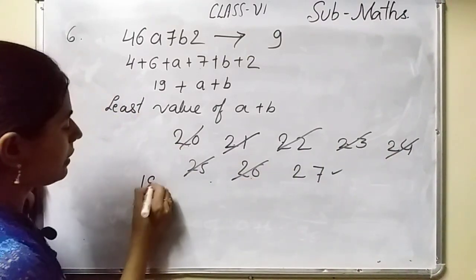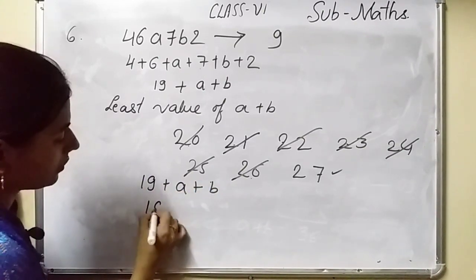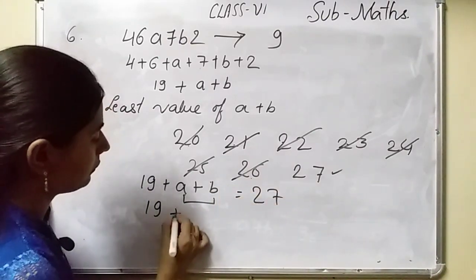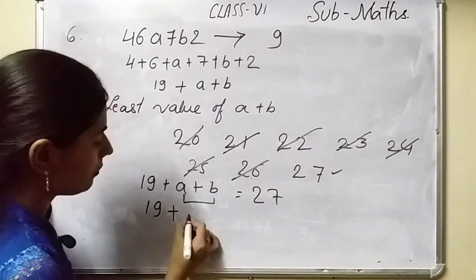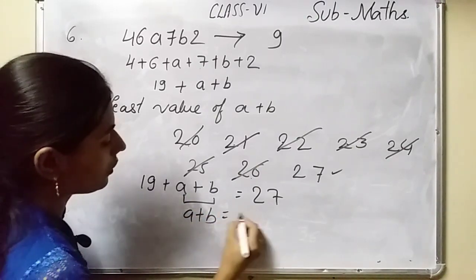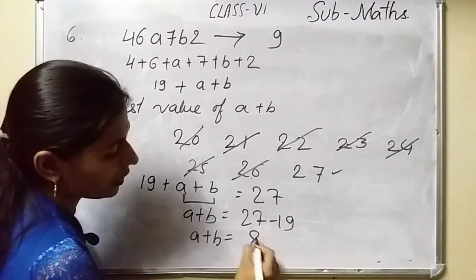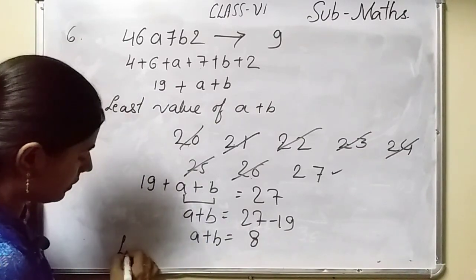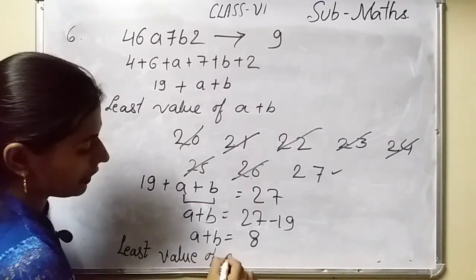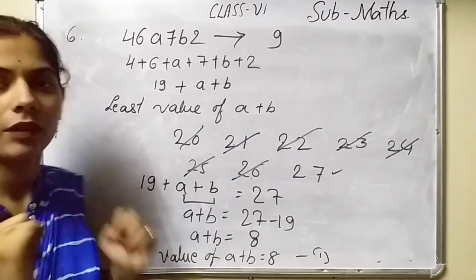So 19 plus A plus B is equal to 27. A plus B is equal to 27 minus 19. So A plus B is equal to 8. This is your least value of A plus B, equal to 8. Okay.